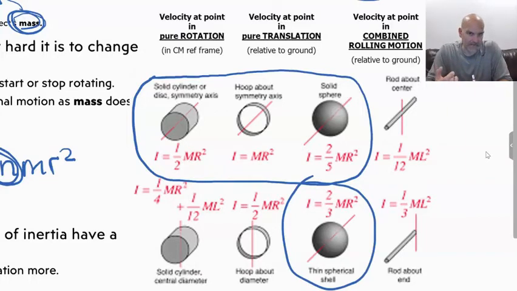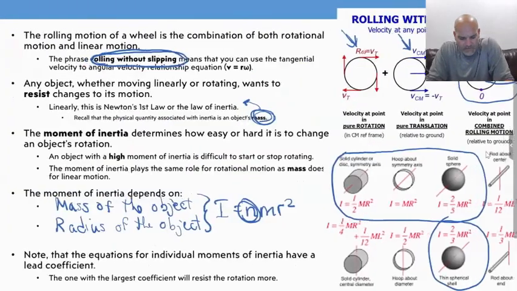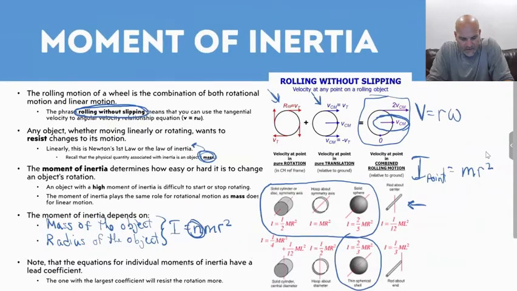First, the cylinder or disc, which could be a hockey puck. The hoop about its axis of symmetry would be like an embroidery hoop rolling down an incline. A solid sphere would be like one of the lab spheres, and a thin spherical shell would be like a basketball. Sometimes they do throw this one in on you: a rod spinning about its axis through the middle. Not so much here in Physics 1, but in Physics C they like to do that.